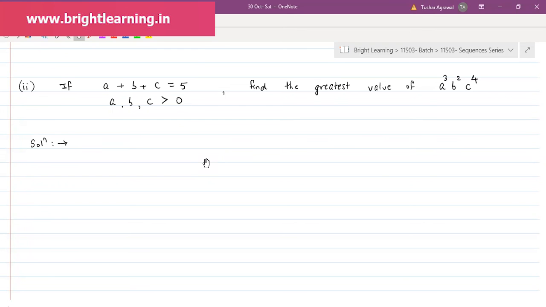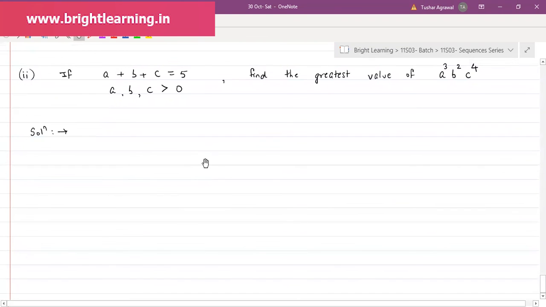Okay, I will explain this. It's actually a very new type of problem. See, how to do these questions, I will also tell you the thought process, how to think over these questions. Now see, a plus b plus c is equal to 5. This is given to me as constant.